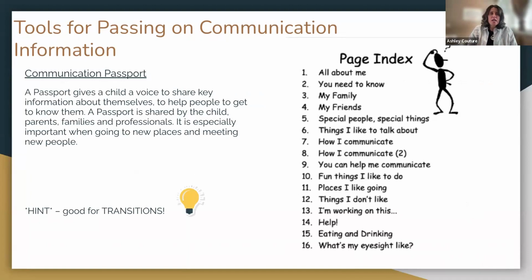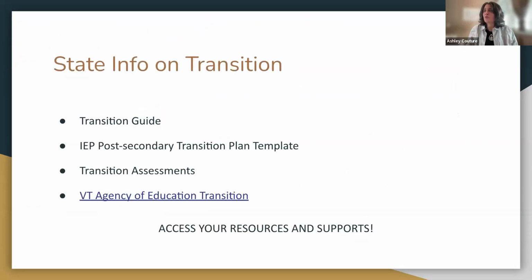Another example is a communication passport. And that is something that's really meant to engage the student in development of what they want others to know about them. And it's an opportunity to talk about what the student wants people to know about their communication and how they communicate best as a way of advocating for their communication preferences and their communication needs. And so it's another tool that could be developed with the student that would go with them during transition as a way of providing important information to the next set of providers and community folks.